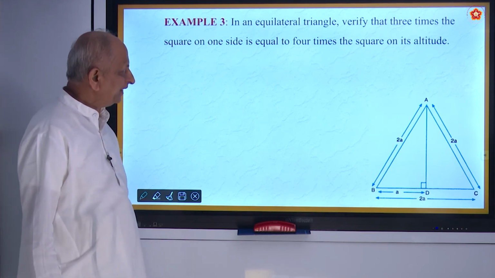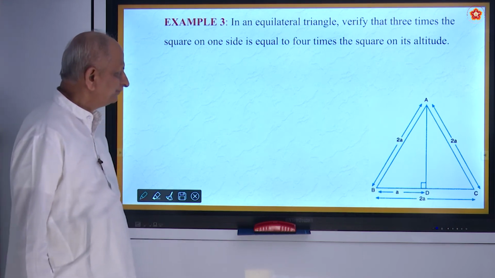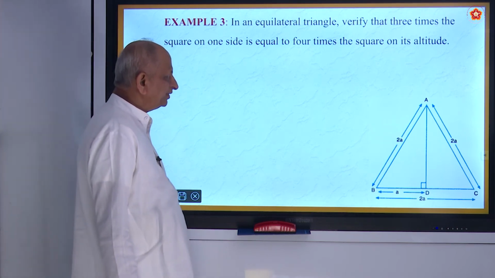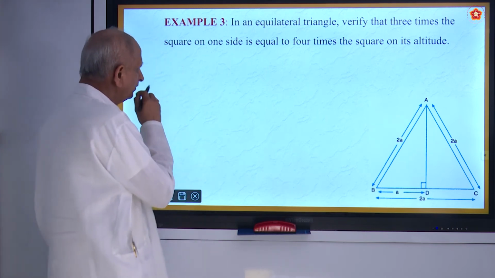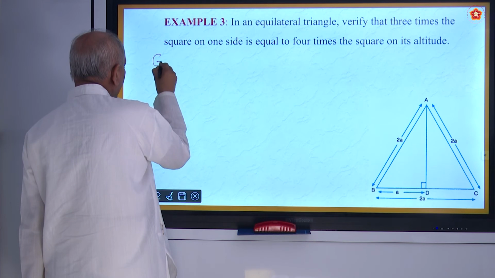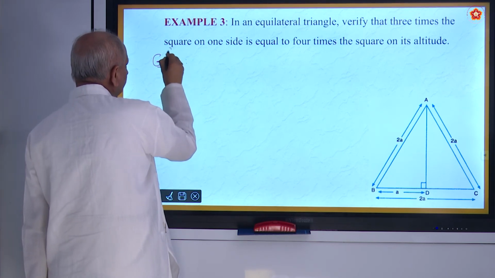Equilateral triangle: verify that 3 times the square on one side is equal to 4 times the square on its altitude. So you are given the solution.